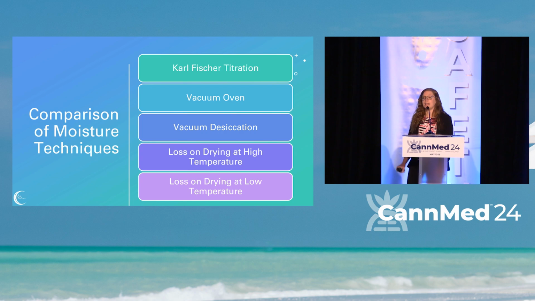So how can you analyze for moisture? There's a variety of techniques in the industry, and I've included 5 of the main techniques here. First we have Karl Fischer, then vacuum oven, vacuum desiccation, loss on drying at high temperature, and loss on drying at low temperature. In the next few slides, we're going to cover all of these and give you a deeper explanation of how each of them is done.